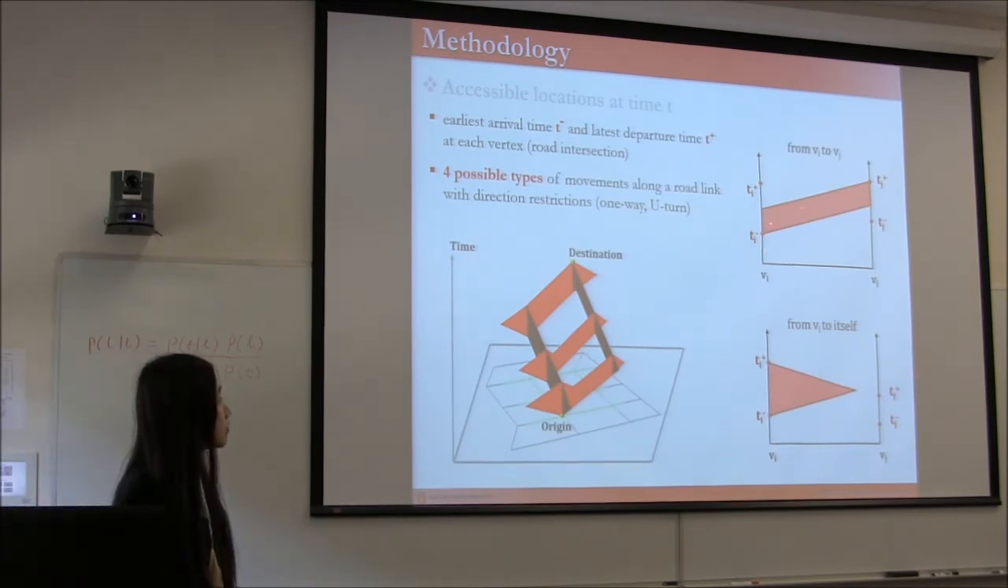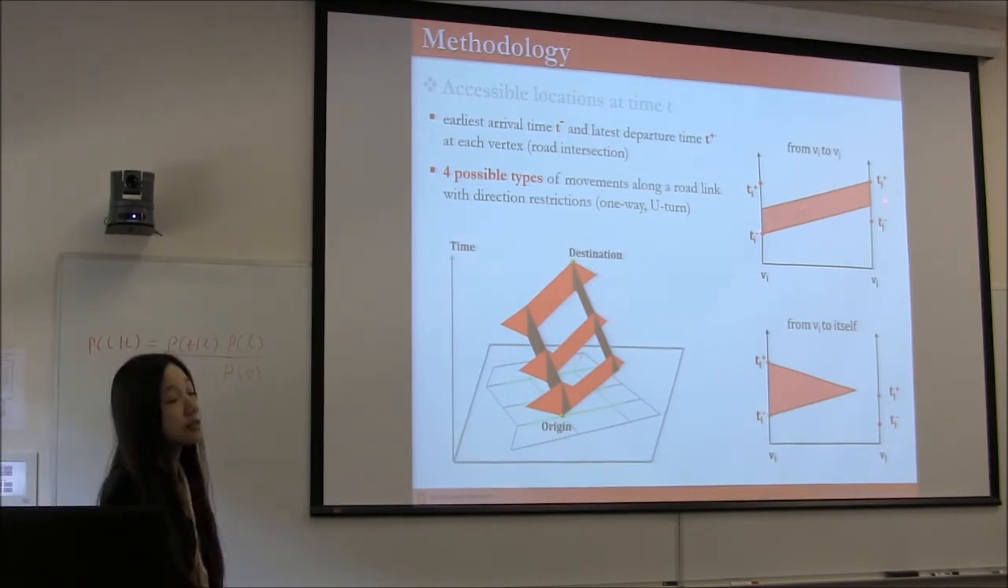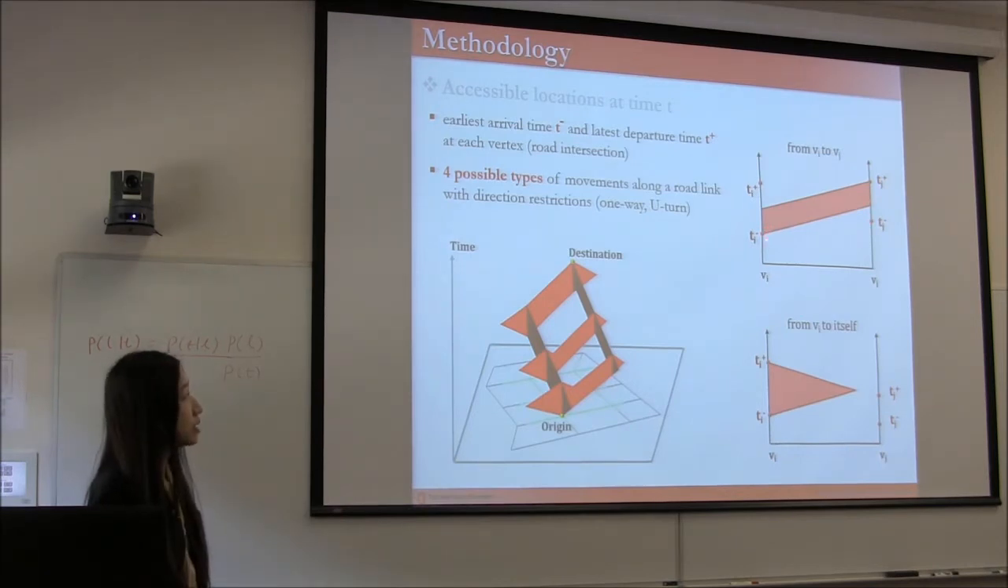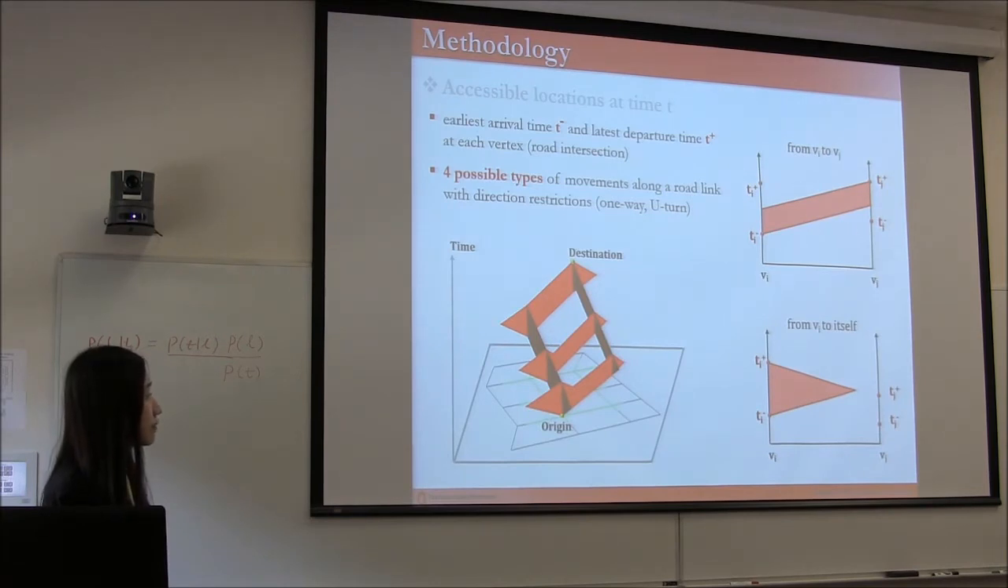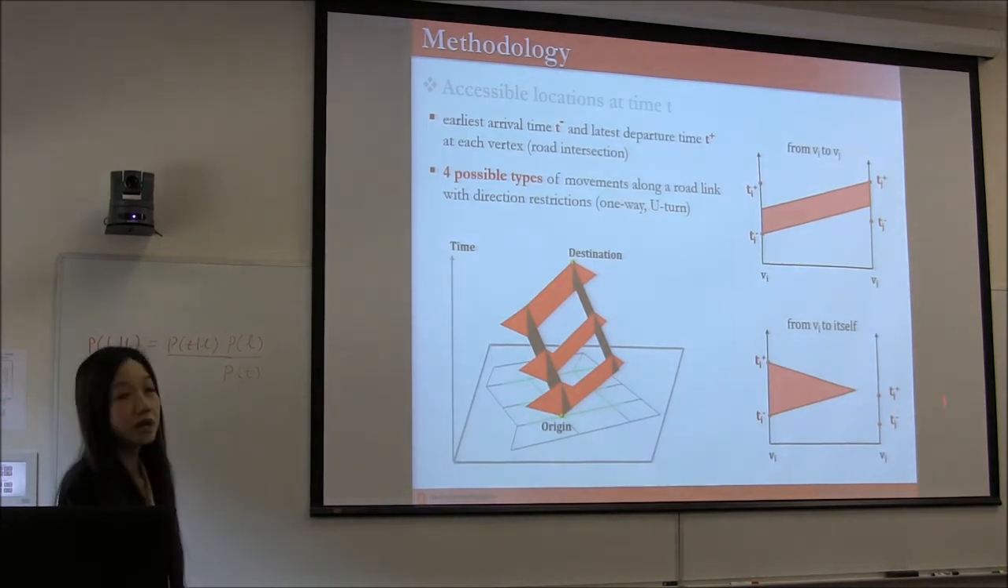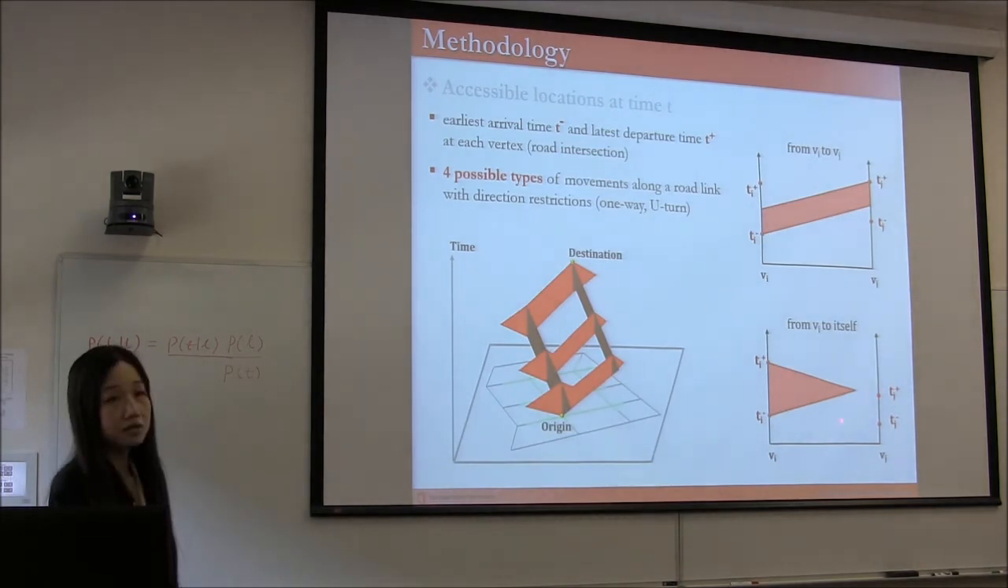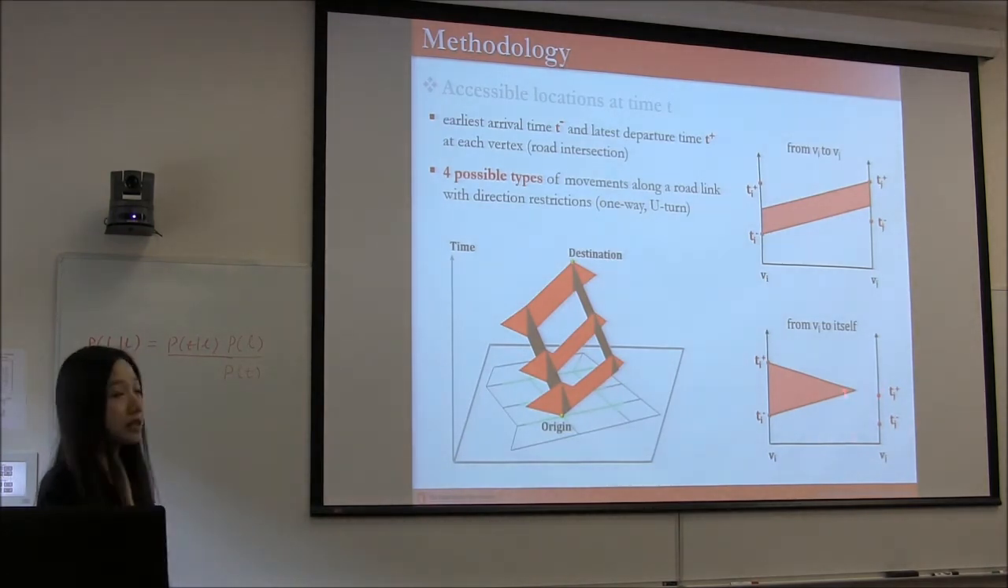The first one is from one vertex to its neighboring vertex. We have the speed limit that will determine the slope of it, and then we have the earliest arrival time and latest departure time at those vertices, and that will determine the first one. And the second type is moving from a vertex, making a U-turn and back to itself. It is restricted by whether or not that link is two-way or one-way, as well as whether the U-turn is allowed or not on that edge.